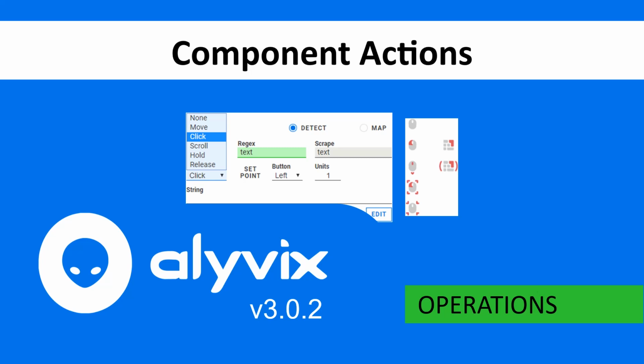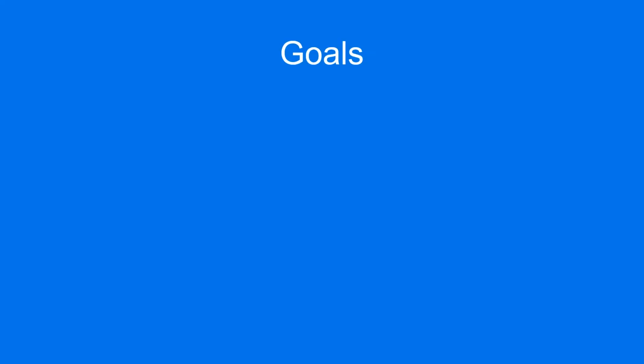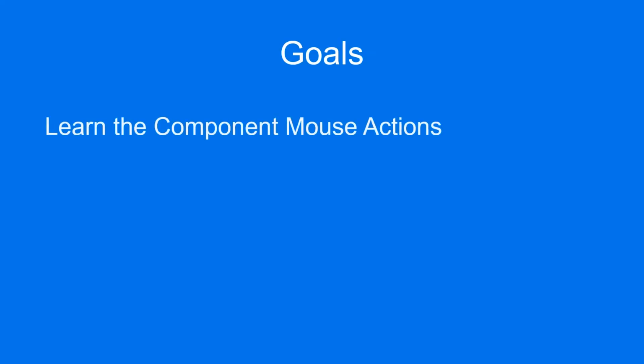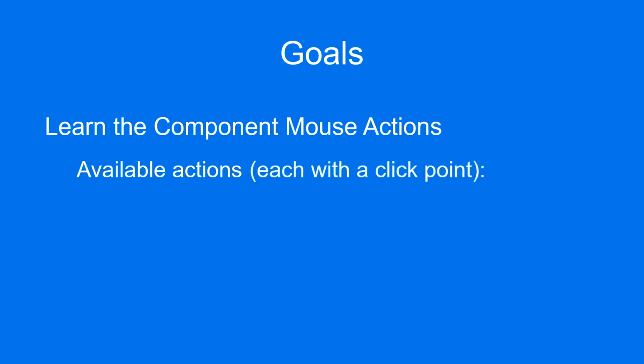Welcome to Alyvix. This is an operations tutorial dealing with component actions, with a special focus on the more complex mouse actions such as hold, release, and scroll. In this tutorial, we'll look at the 6 mouse actions you can initiate when a component is recognized, allowing you to manipulate the desktop environment.